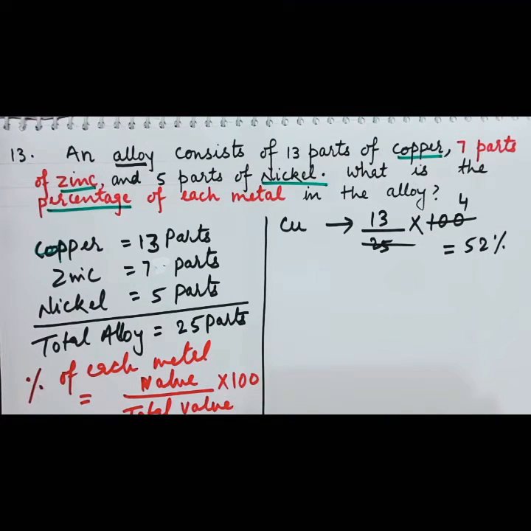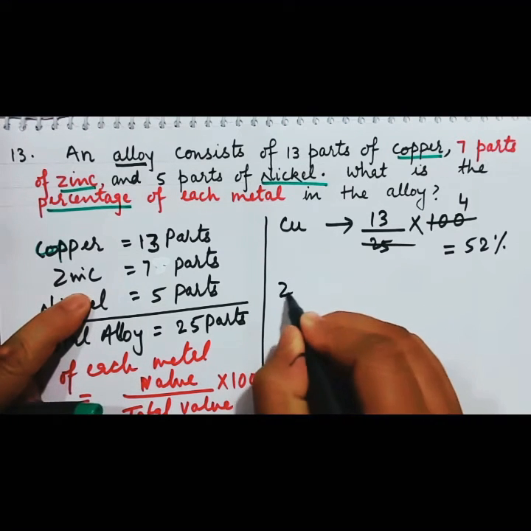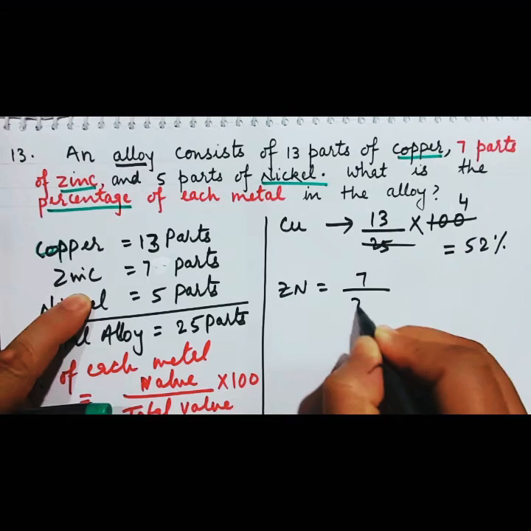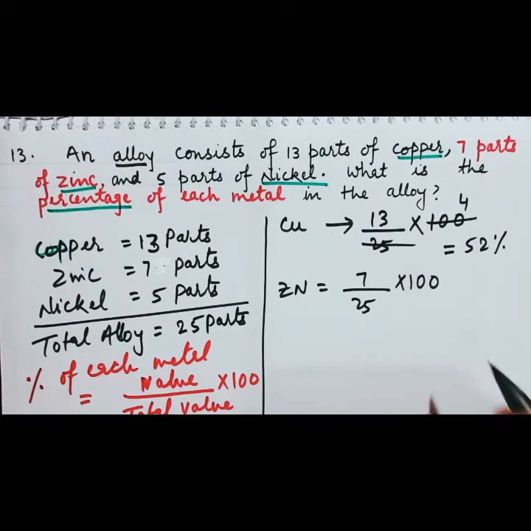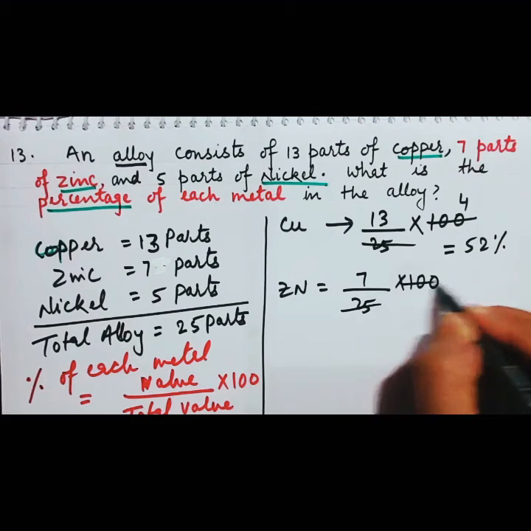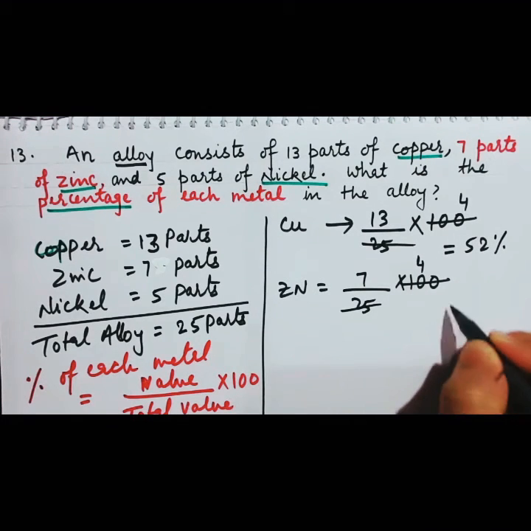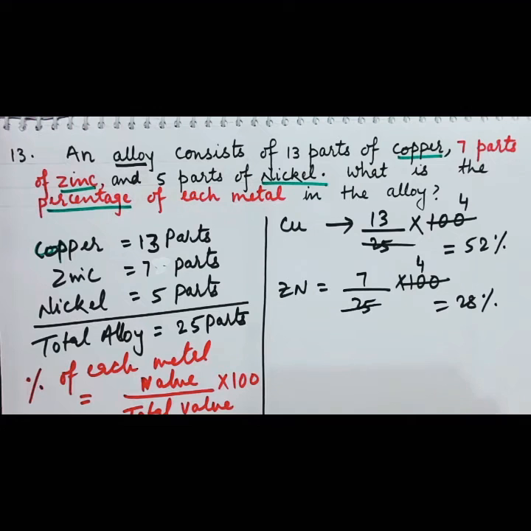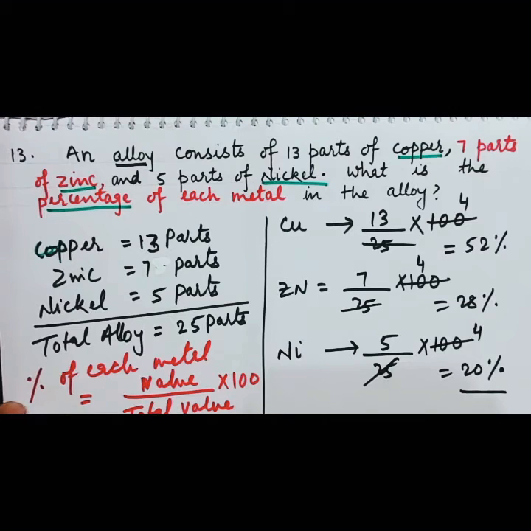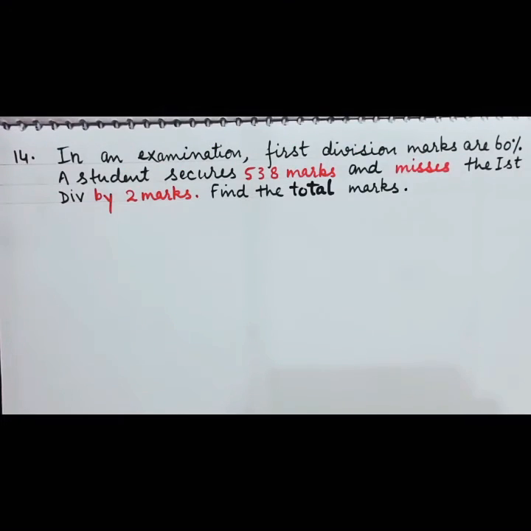52%. Next we have zinc. So my zinc is equal to 7 parts out of 25. When you multiply this by 100 in order to get the value in percentage, we will get 25 4 times, 7 4s are 28%. What about your nickel? Nickel was 5 parts out of 25. Let us multiply by 100 to get a value of 20%. So this is how we have found out the percentage of each metal in the alloy.